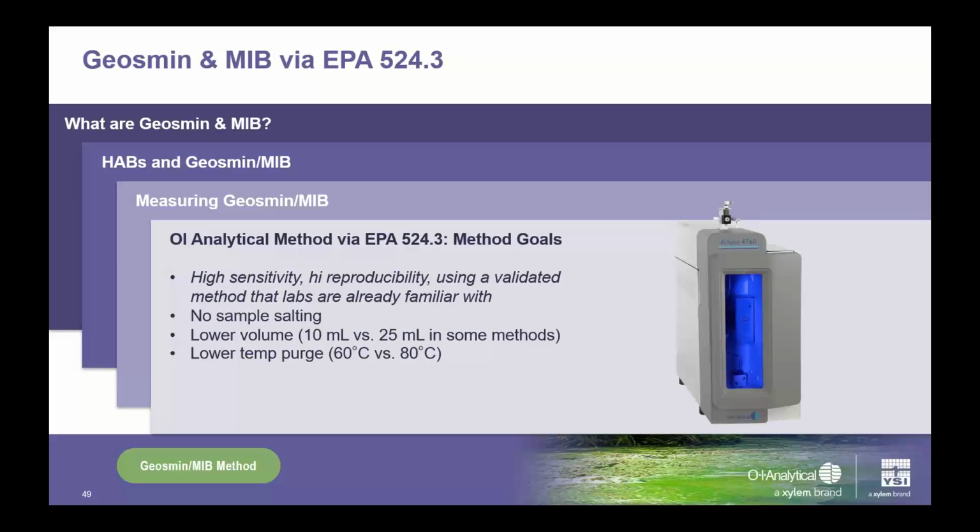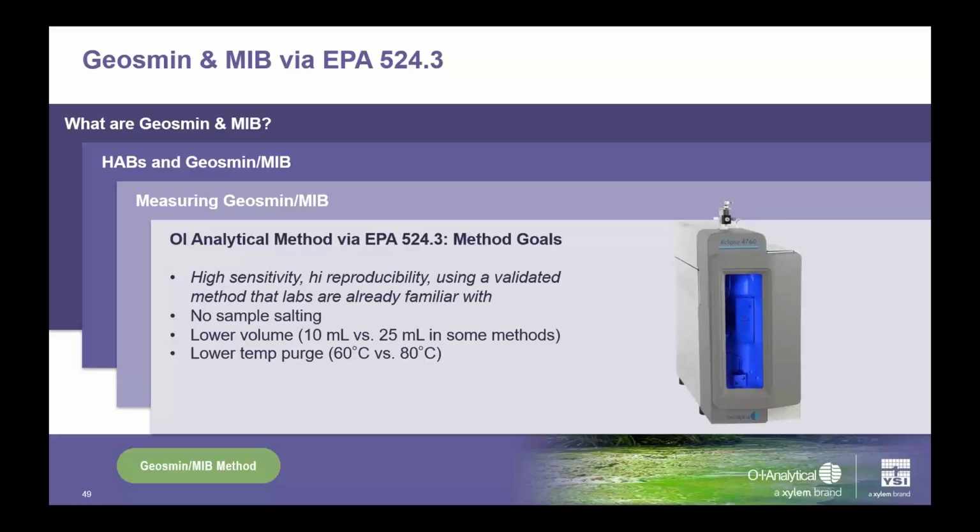Okay, so what were our goals in doing this? Because as I've already mentioned, the SPME method is very, very popular. People have been using it for a long time. However, we wanted to obtain very high sensitivity. I mentioned to you that at least a part per trillion was our goal. You can get that with SPME, but we wanted better reproducibility. And we also wanted to use a method that labs are already familiar with.